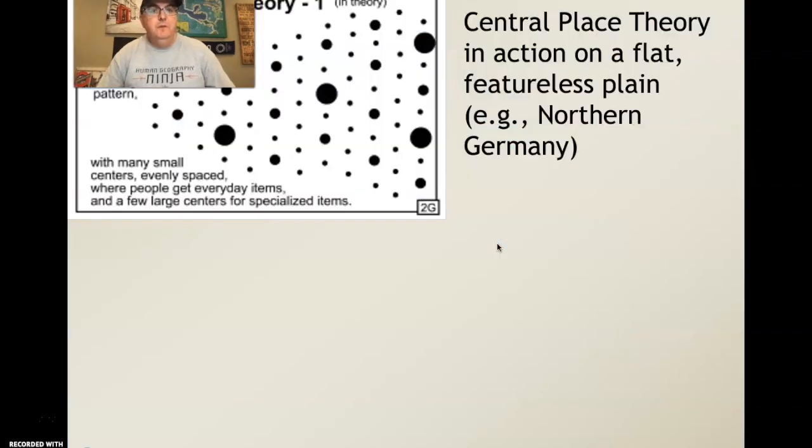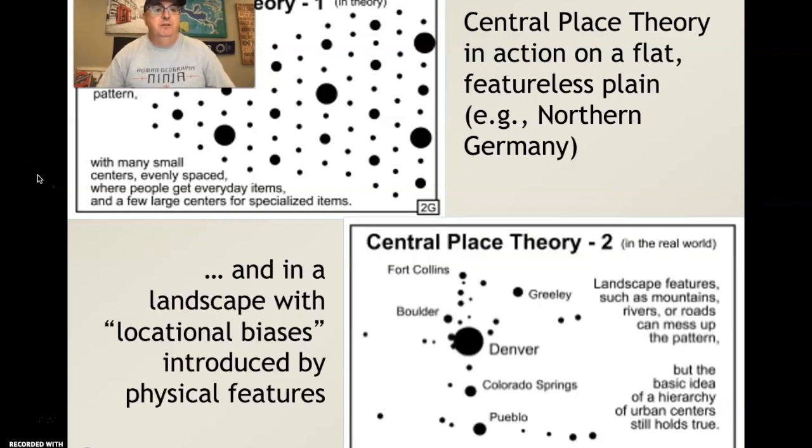Here's what it looks like with a flat featureless plane of, say, northern Germany. Big city here, medium-sized city in the center, and then smaller cities in between. And it creates this distribution that I talked about of spreading out those cities. Now, the world's not a perfectly flat featureless plane. So what happens here? We can have locational biases. This is the Denver area, and the Rockies are over here, as you saw in the video previously. And this creates this distribution of cities, but it still works out. Denver, the largest city, Pueblo down here, Colorado Springs, and smaller cities in the middle. So even with locational biases, central place theory still works.